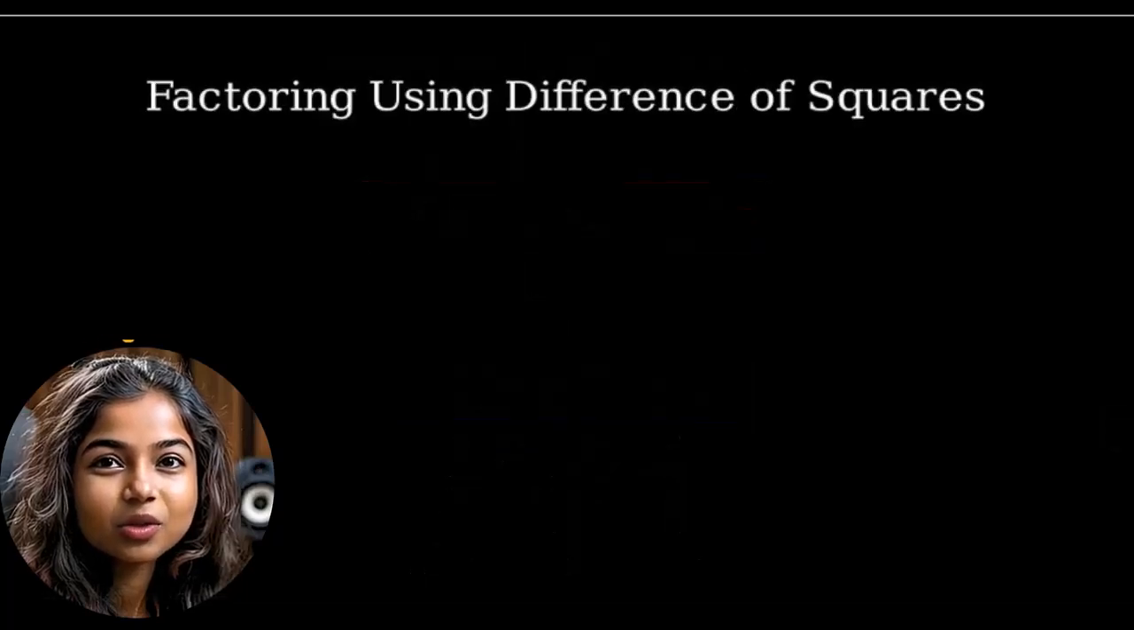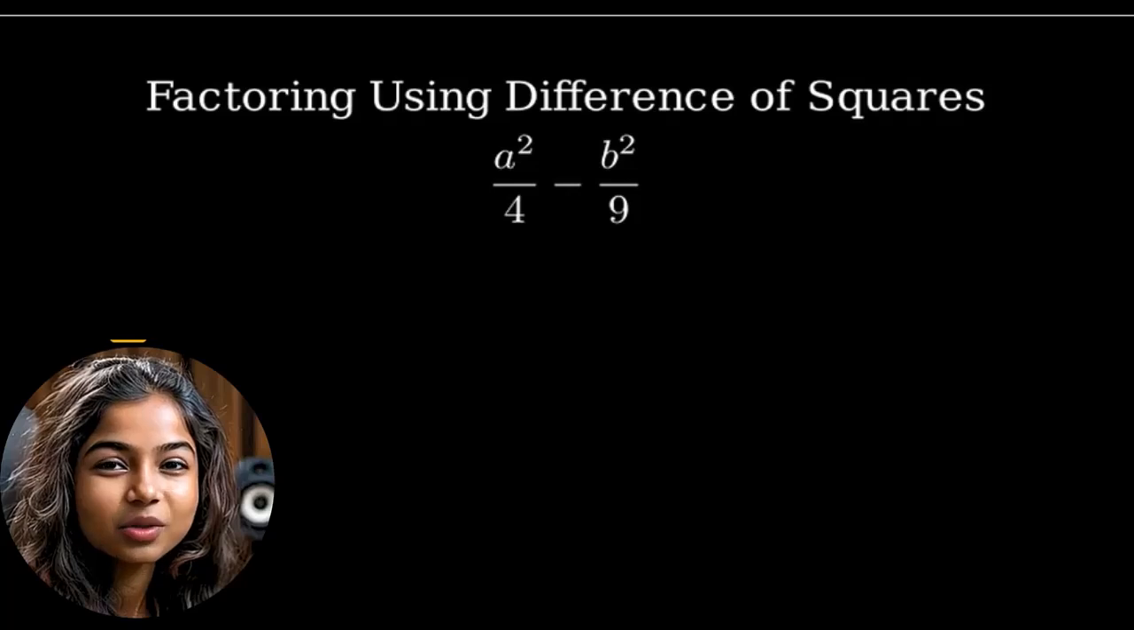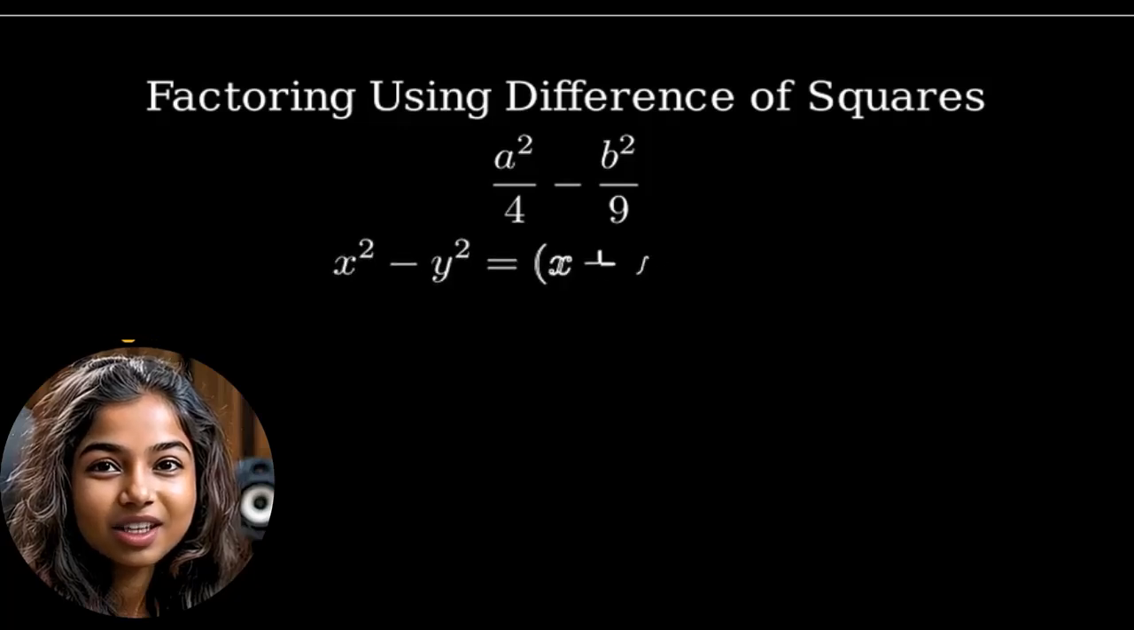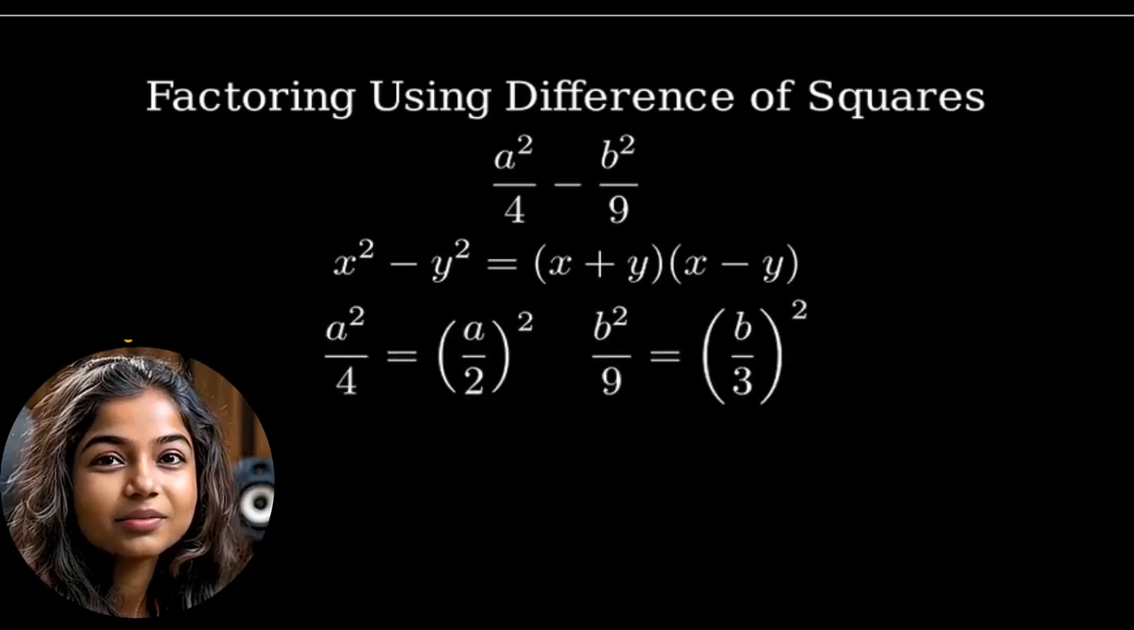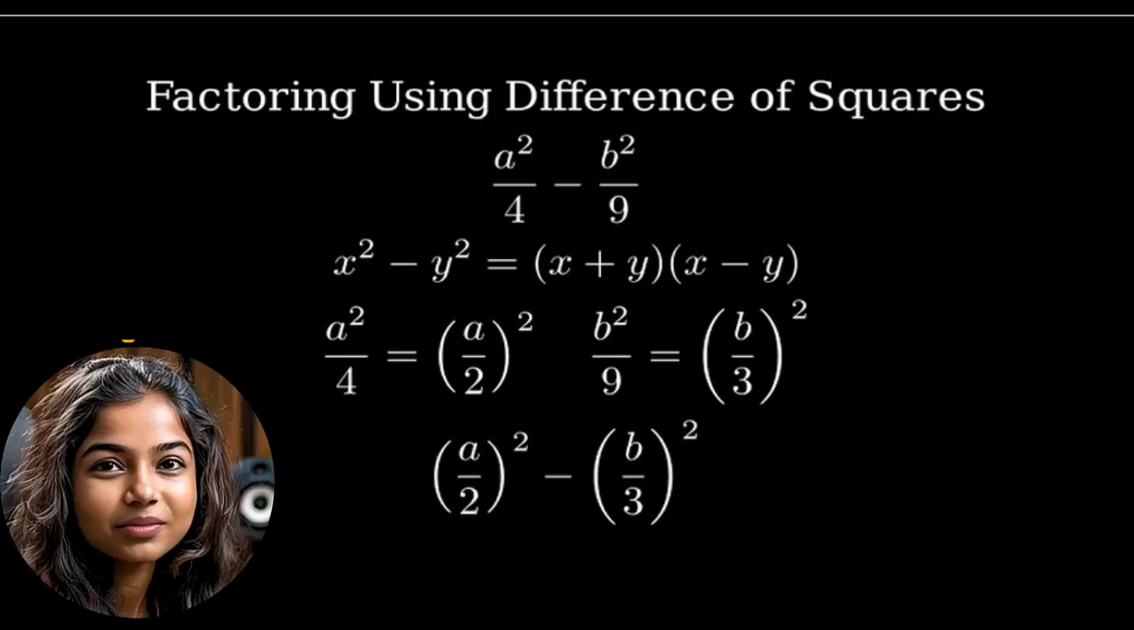Let's learn how to factor this expression using the difference of squares formula. We're given the expression a squared over 4 minus b squared over 9. First, let's recall the difference of squares formula. When we have an expression in the form x squared minus y squared, it can be factored as x plus y times x minus y. To use this formula, we need to identify the perfect squares in our expression. In our case, we have a squared over 4 and b squared over 9. Let's rewrite these as perfect squares.